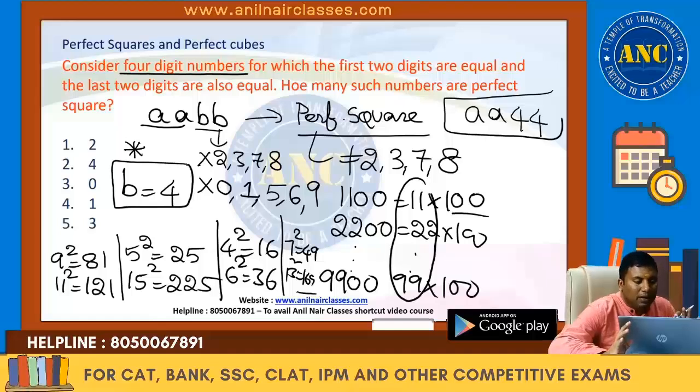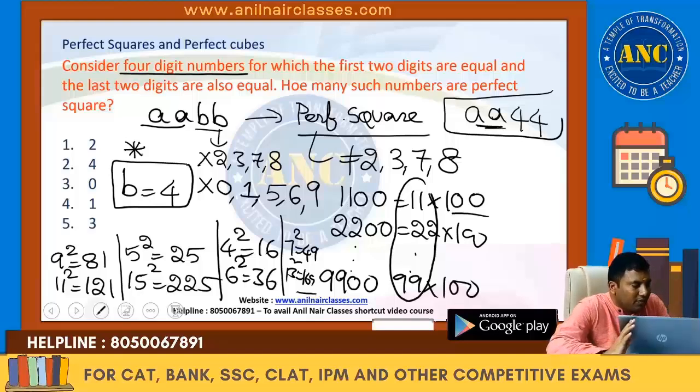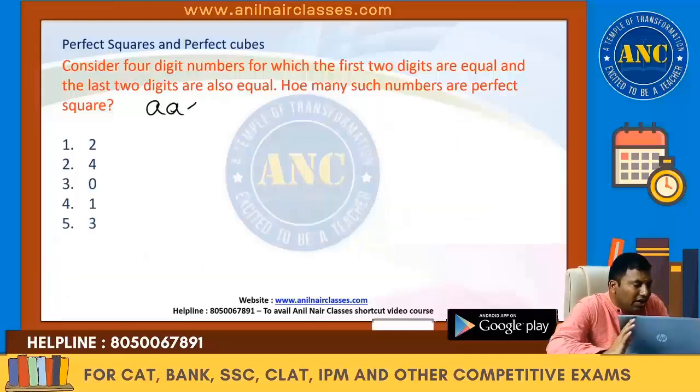So the B value which we got is 4, AA44. How to find out these AA values? Idea clear, right? Now, I will discuss a logic. So, we have got till AA44.